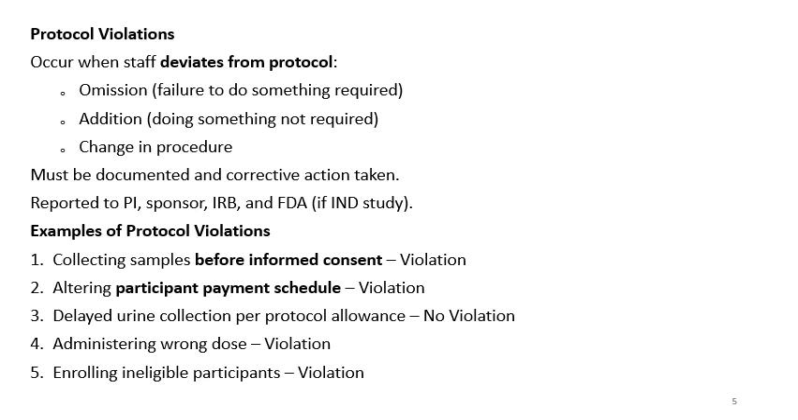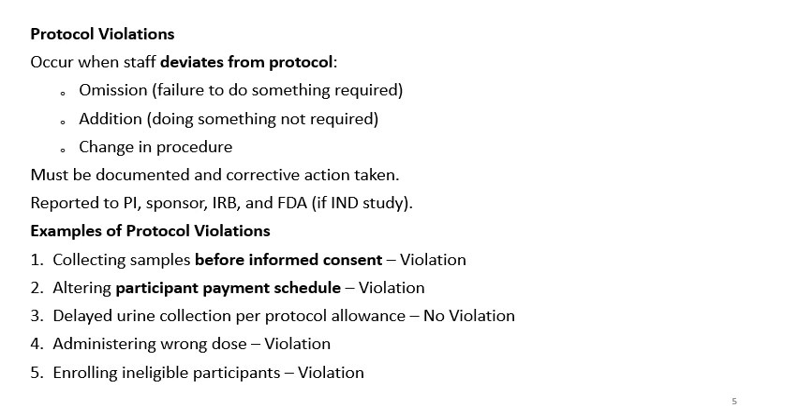Protocol violations occur when staff deviates from the protocol. Omission, addition, or change in any procedure or any step leads to a protocol violation. Omission means failure to do something required. Addition means doing something that is not required. And change in the procedure. It must be documented and corrective action taken. It is reported to the PI, then the sponsor, IRB and FDA if it is an IND study.